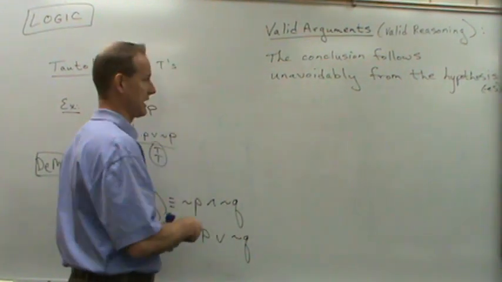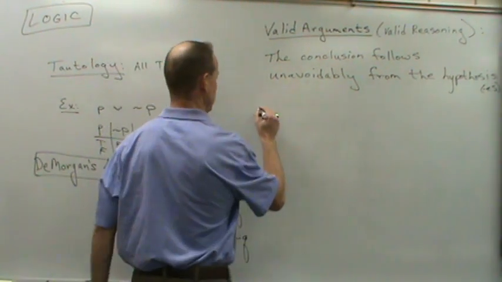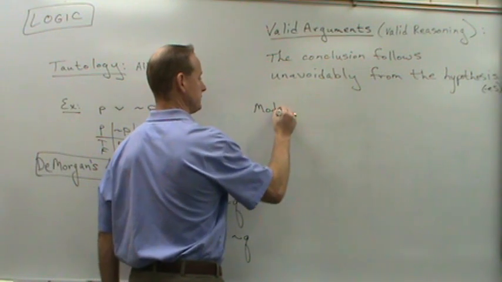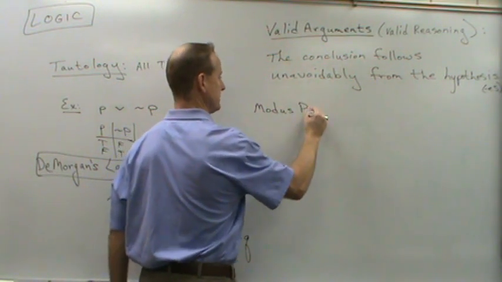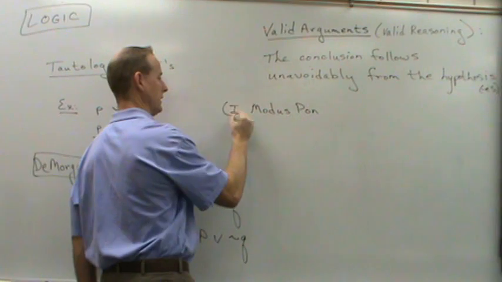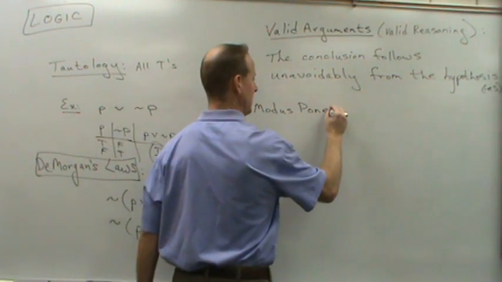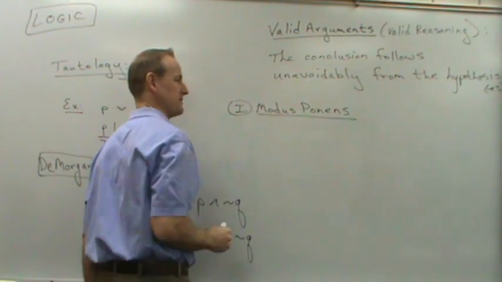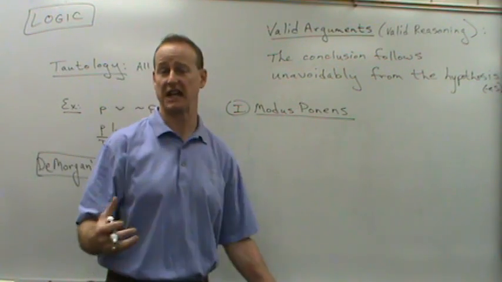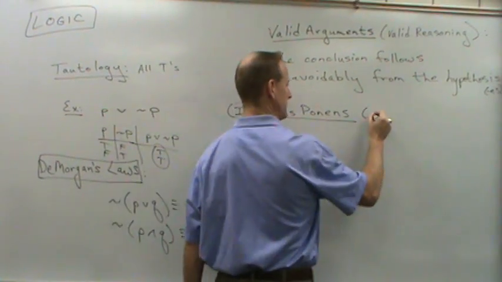Let's look at a simple example called modus ponens. Modus ponens, so I'll put a 1 here because this is the first example of an argument that is valid. Modus ponens is actually a Latin term for direct reasoning.